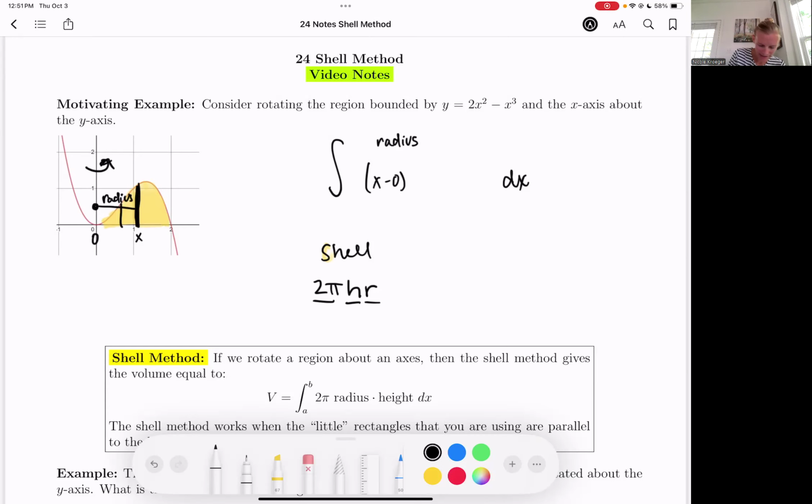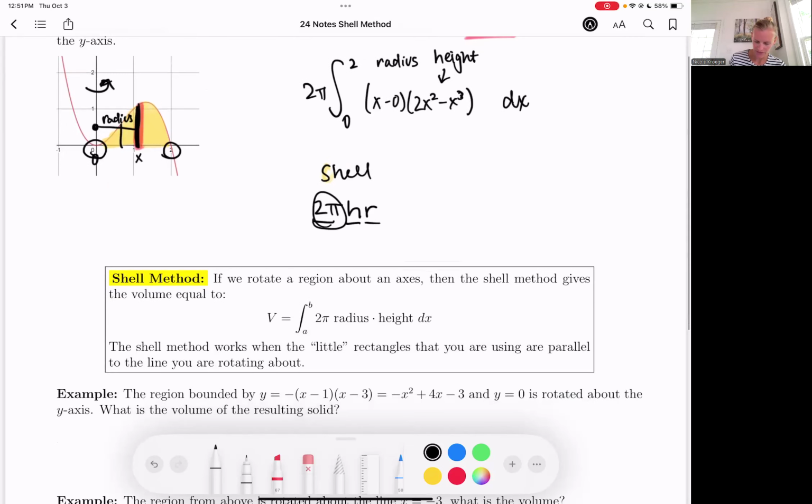Okay, and then our height is the height of one of these little line segments. In this case, that's just going to be this function because our bottom function is the x-axis. So top minus bottom, we're just going to do top function minus 0. So we're going to get 2x squared minus x cubed. Noticing everything here is in terms of x, so that's good. My bounds should still just be the bounds from the region, 0 to 2, and we still have the 2 pi out here.